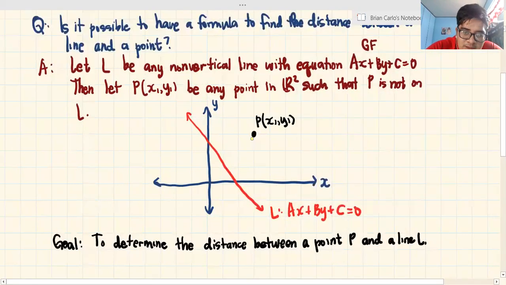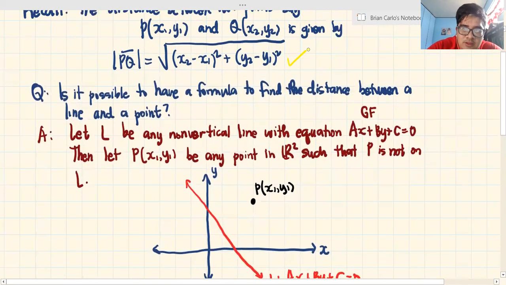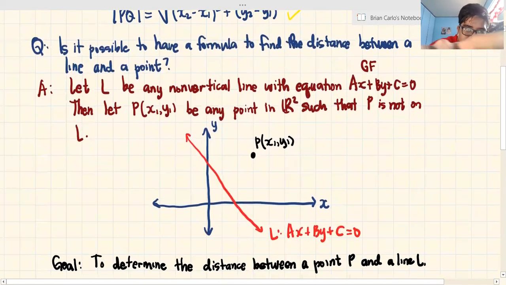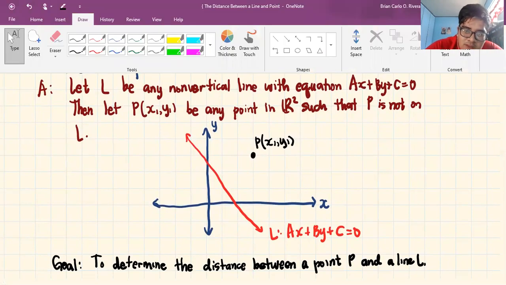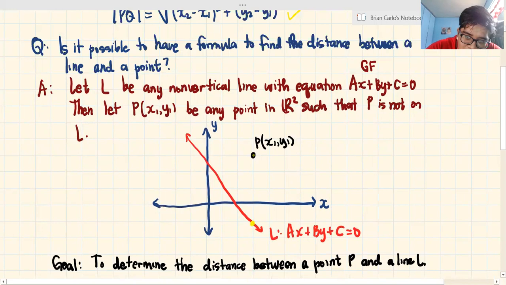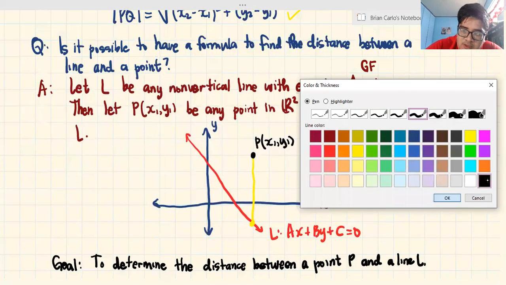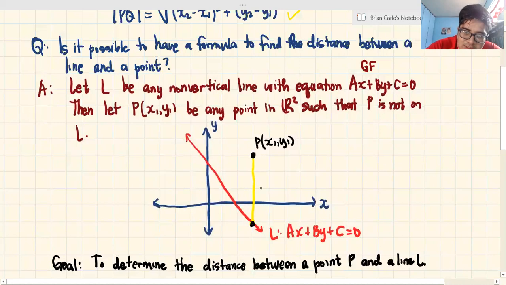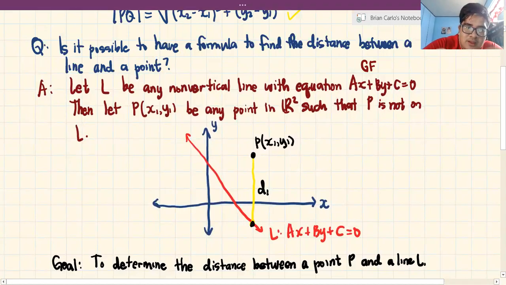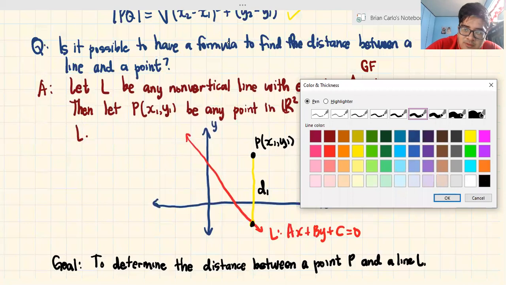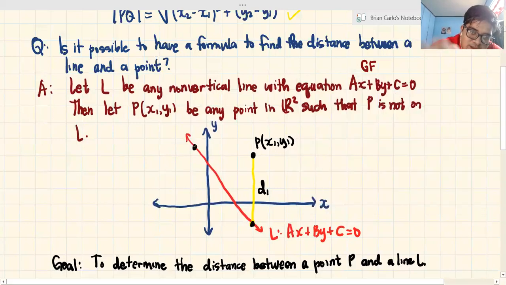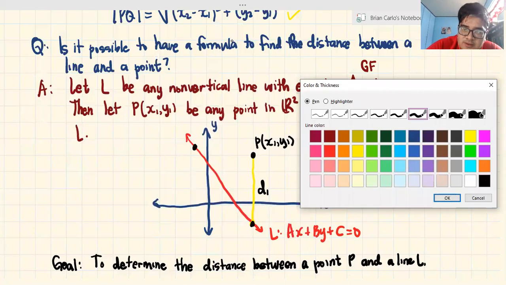Pansinin nyo, pag kinuha natin, kasi 'di ba, a line is a collection of infinitely many points. Pwede tayong gumamit ng distance formula. Ito, let's say may point dito. Palitan natin yung kulay, ito si yellow. Pag kinuha natin to, distance yan. May distance yan na sarili niya, D1. Let's say magkuha rin tayo ng isa pang point. Ito. Kasi 'di ba collection of infinitely many points yan?